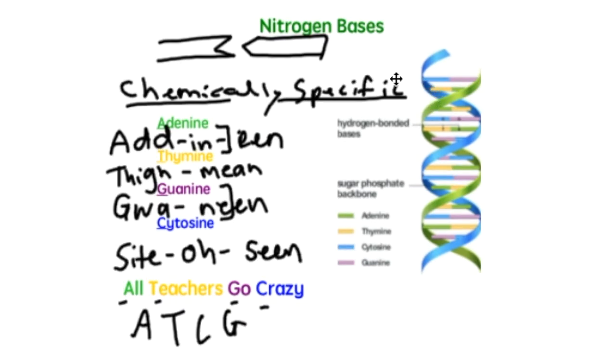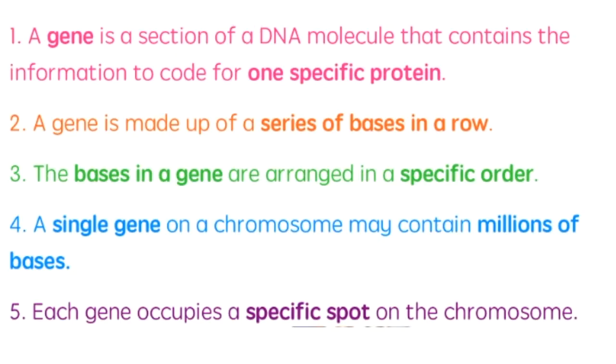So here are your pronunciation guides. So it's adenine, thymine, guanine, and cytosine. These are called the nitrogen bases. They're the rungs that make up the ladder. So before we move on, here's a little recap.